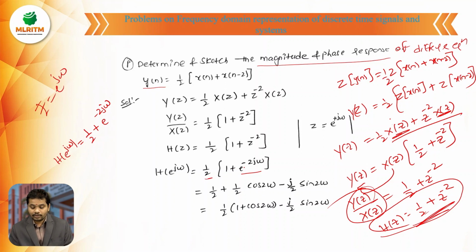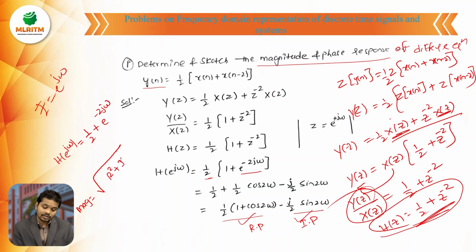I am multiplying this 1 by 2 inside, and from here I am considering the real term and the imaginary term. This is the real term, this is the imaginary term. After that, it is easy to find the magnitude response and phase response of the given difference equation. So this is the real part, and this is the imaginary part. Magnitude response is nothing but root of real square plus imaginary square. So what is the real part here? 1 by 2 is common, so I am taking 1 by 2 outside: 1 plus cos 2 omega whole square plus sin 2 omega whole square.